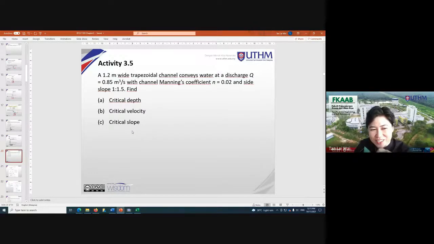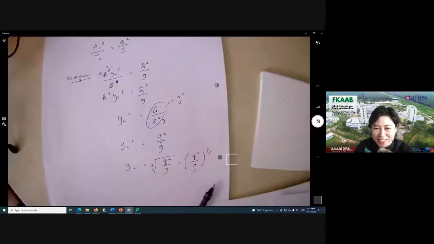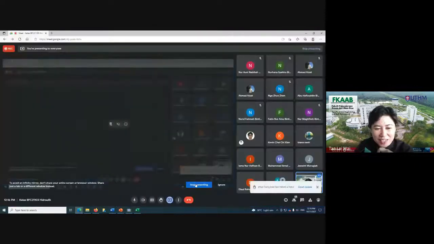Now I know that I haven't taught some of the formulas that you should be using in solving activity 3.5. You can go through the slides first. If you have a problem, you can of course WhatsApp me to check whether you are doing the right thing before presenting. Okay, clear? Clear, guys? If you are clear, then I'm going to end the class for today.